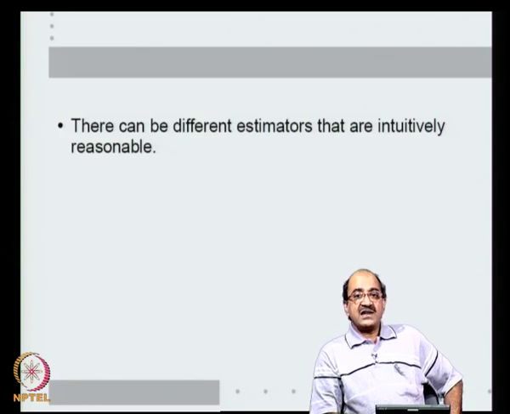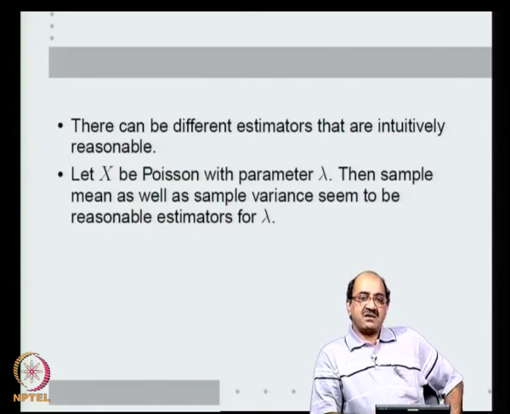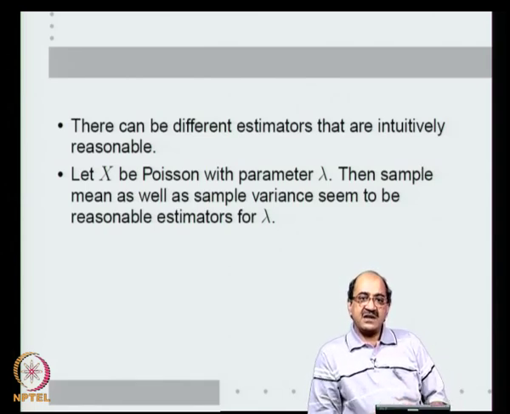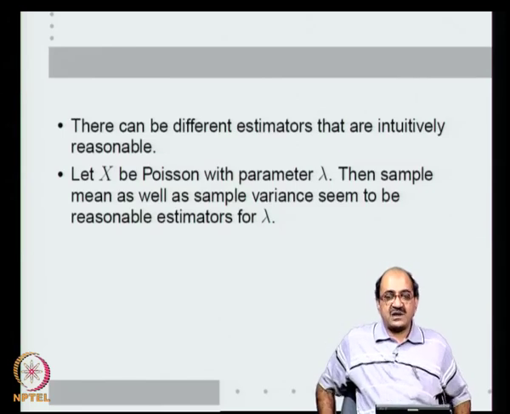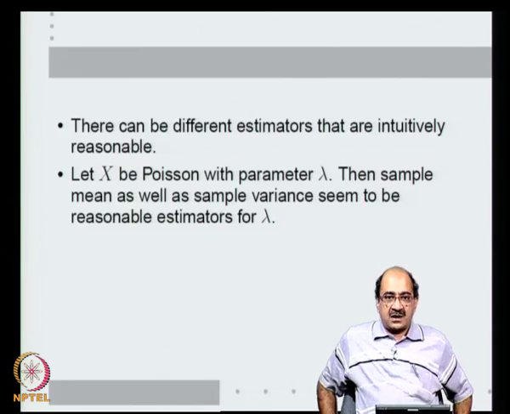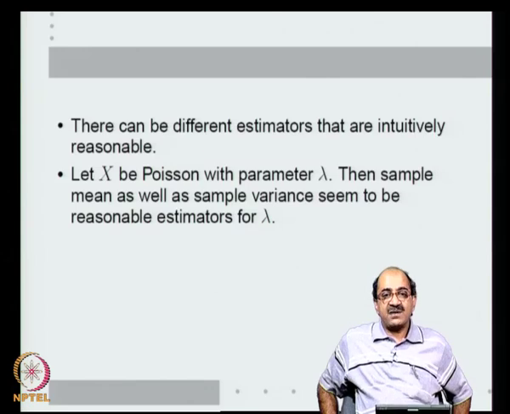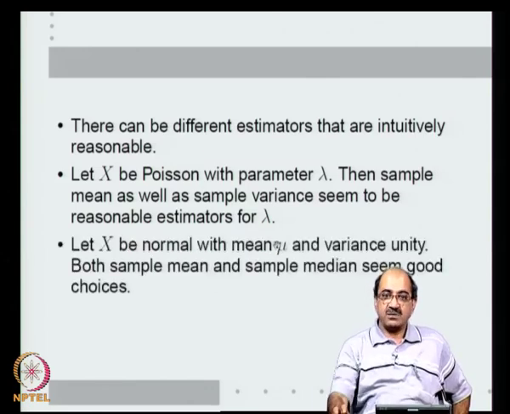Of course, there can be different estimates that are intuitively reasonable. Right. Here are some examples. Suppose x is a Poisson random variable with parameter lambda. Given the sample, the sample mean as well as sample variance seem to be reasonable estimates for lambda, right. For the actual Poisson random variable, both the mean and variance are lambda. So, if you give me a sample, I can take the sample mean as the estimator for lambda, or I can take the sample variance as the estimator for lambda, right. So, both are equally reasonable.